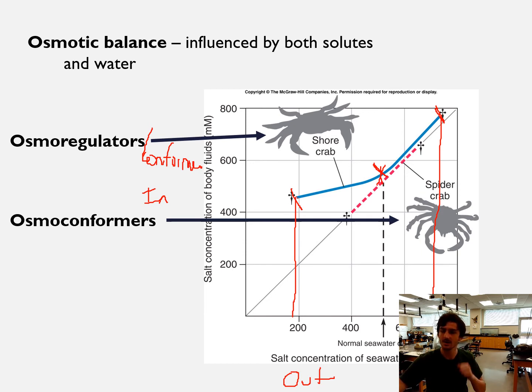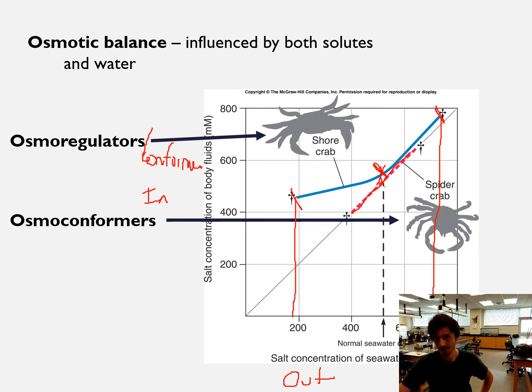So it's osmoregulating from 180 parts per thousand or millimoles to around 500 millimoles, and then it's osmoconforming from 500 millimoles all the way up to its death at roughly 700 millimoles. The spider crab was an osmoconformer the entire time of its life, so its internal concentration of salts matched the external concentration of salts, so that was a true osmoconformer.